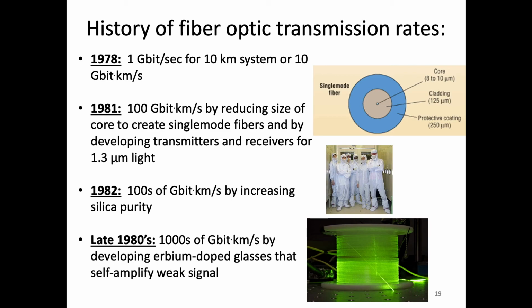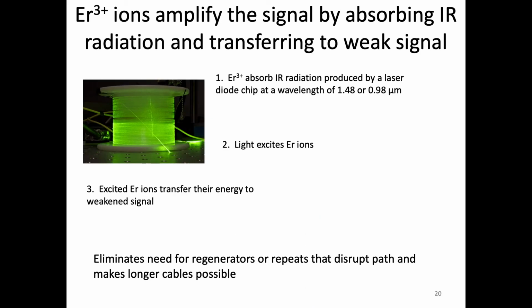And then by the late 80s, we got thousands of kilometer per second, and the way we did that is by adding these self-amplifying signals. We get these signals and they can self-amplify instead of having to add something into the line. And that is done by erbium doped glass. I want to talk a little bit about that in a second. All right, so erbium doped.